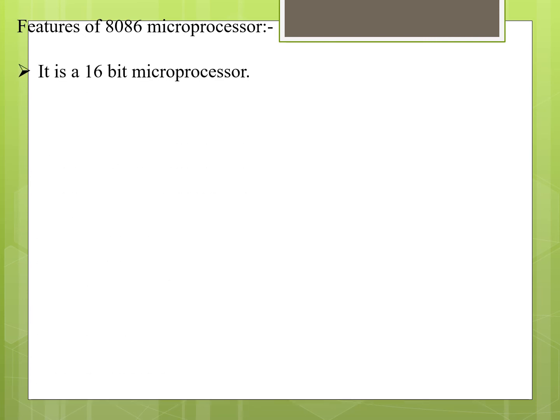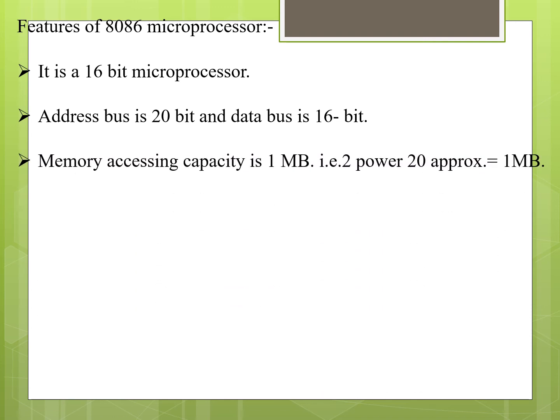Now let us learn about the features of 8086. After the invention of the advanced processor, 8086 was the first microprocessor to get manufactured. The 8086 architecture is almost similar to the 8088, which was also manufactured at the same time. It is a 16-bit processor. The address bus is 20-bit and the data bus is 16-bit. So the memory accessing capacity will be 2 power 20, which is approximately equivalent to 1 MB. It is a 40-pin IC where the pins are arranged in a DIP, that is, dual inline package.